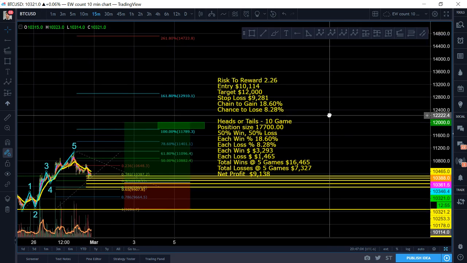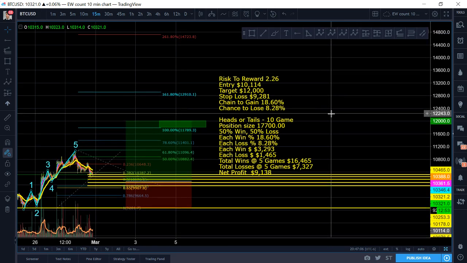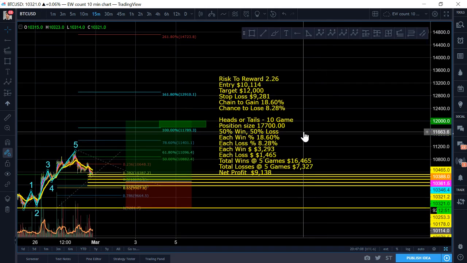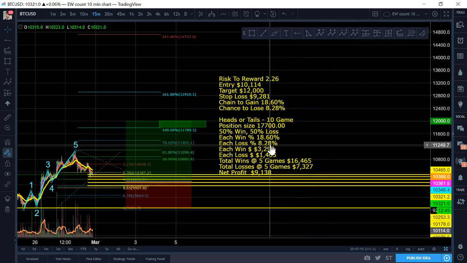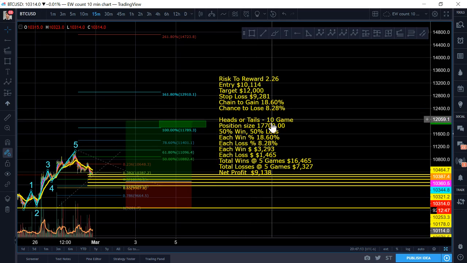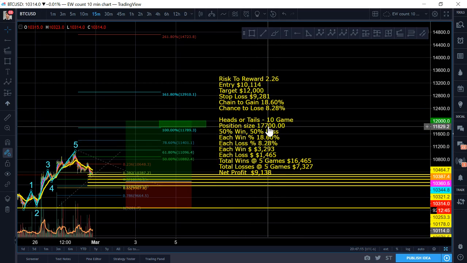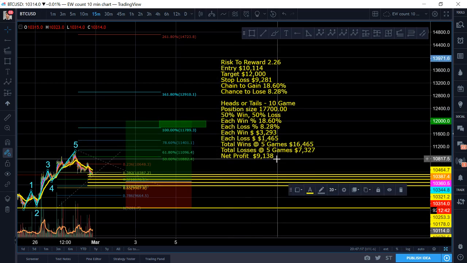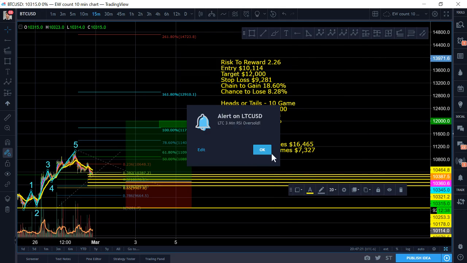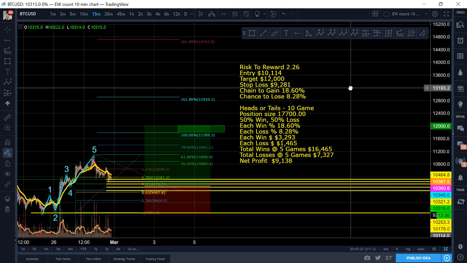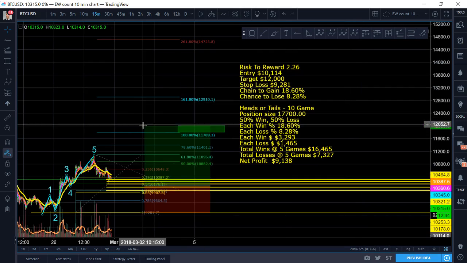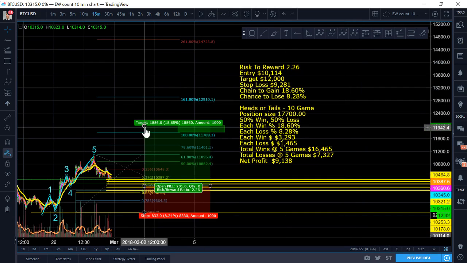So if you guys took this trade setup, for example, every single time over 10 games with a risk to reward ratio of 2.26 with the exact same position size of about 17.7K over 10 games, you'd come out ahead $9,138. So are we crazy for wanting to take the setup? No, definitely not. And this is even a conservative target as well.